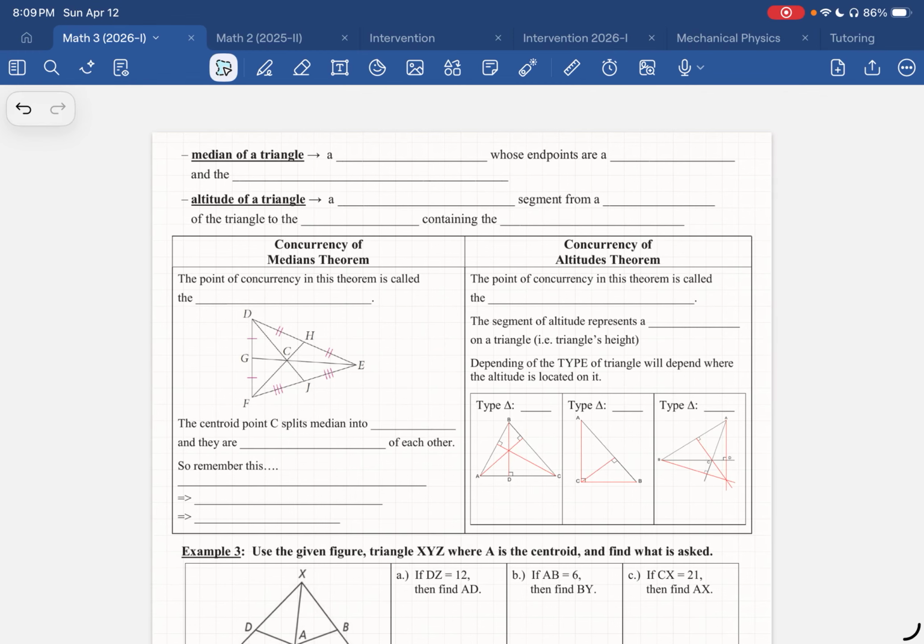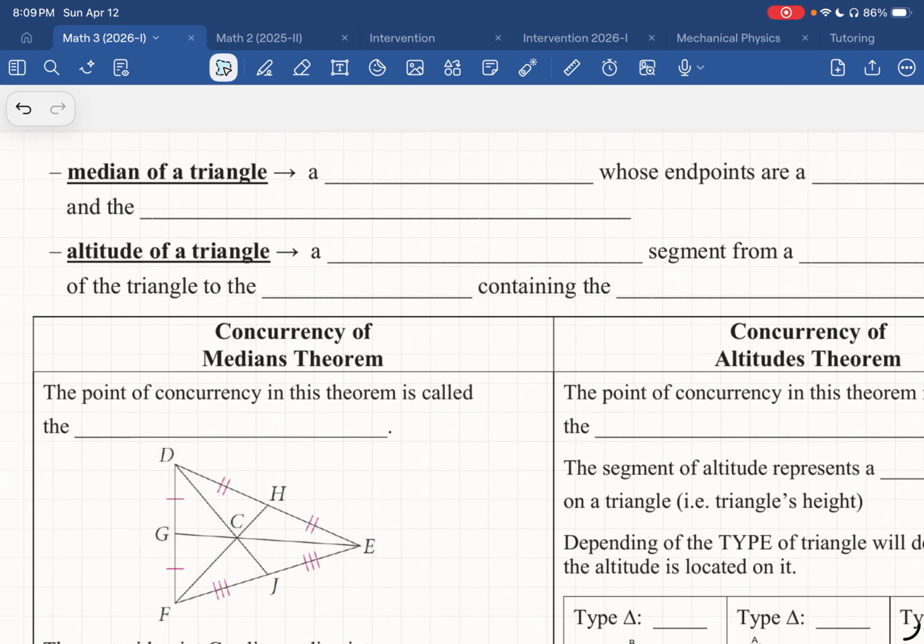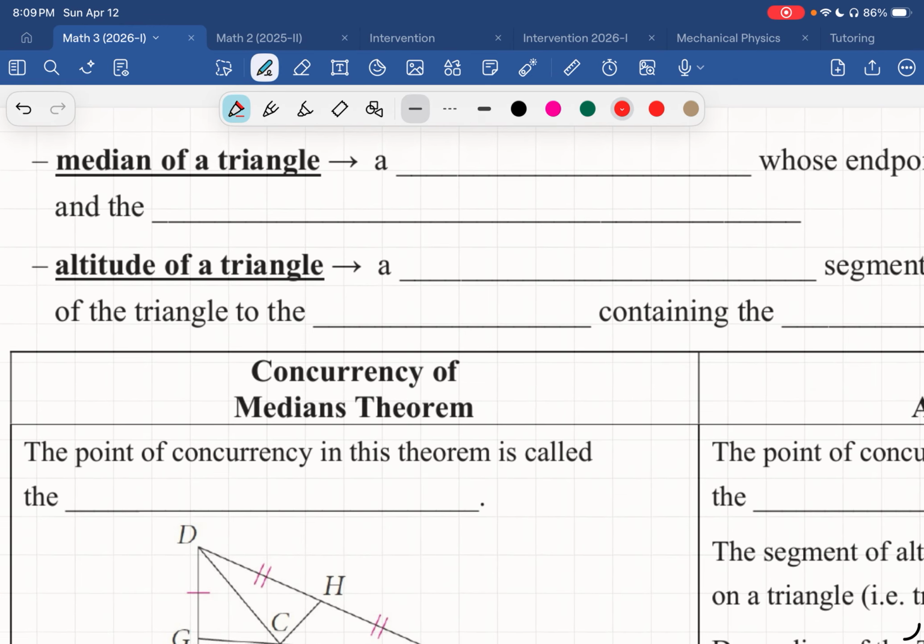Okay, guys, so let's go with the second and last part of this worksheet. This part is, I think, easy. We're not gonna take a long time here. So let's go to the chase and let's start right away.